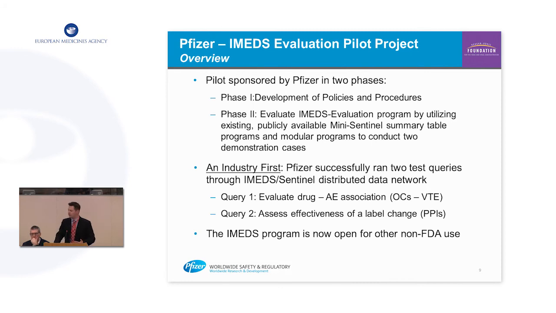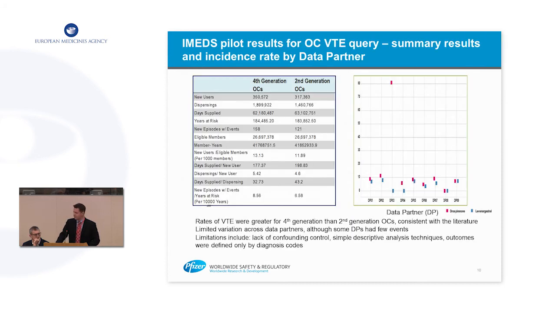And we looked at two queries, one around assessing the effectiveness of a label change on proton pump inhibitors, and the other around oral contraceptives and VTE, comparing fourth and second generation. This is now open for wider stakeholder access, and I believe it's being considered further by other groups. So, not going to talk about it in detail, but just to show the sort of outputs, this was some of the results we got from the OC VTE query. We looked at data partner variability across our outputs, and we compared fourth and second generation oral contraceptives.